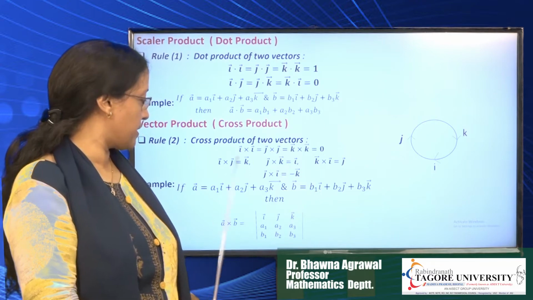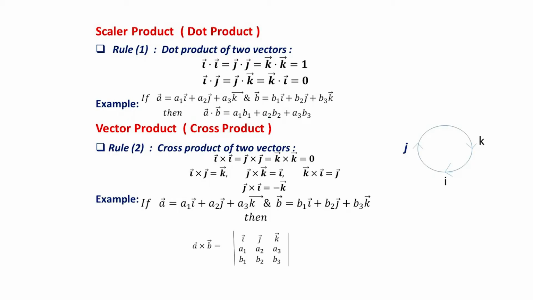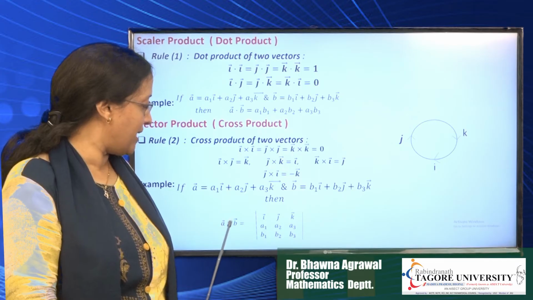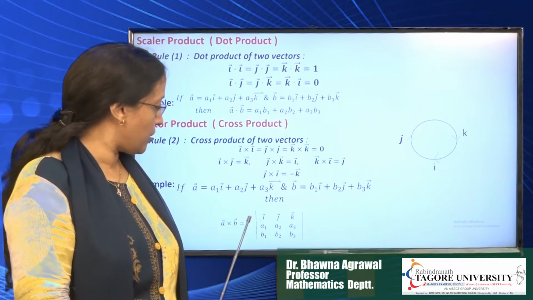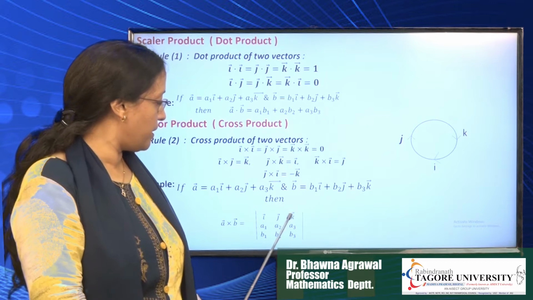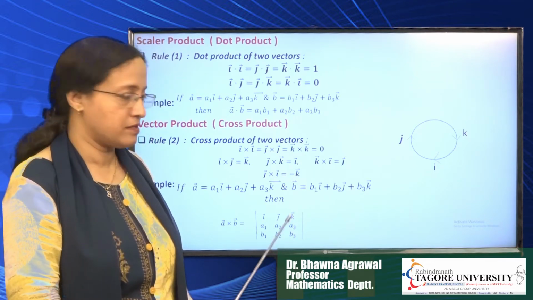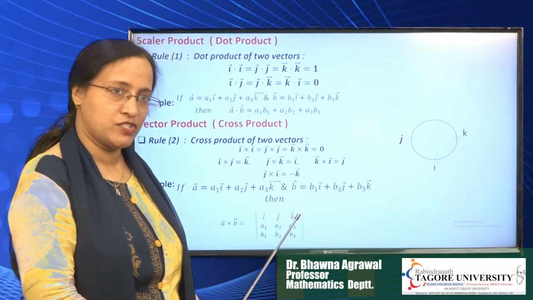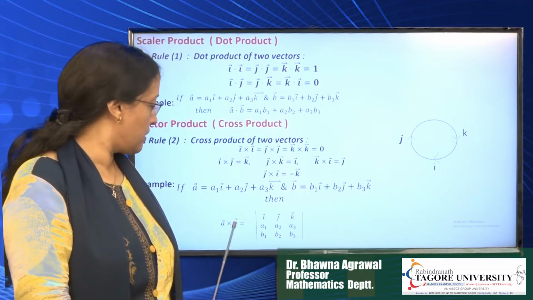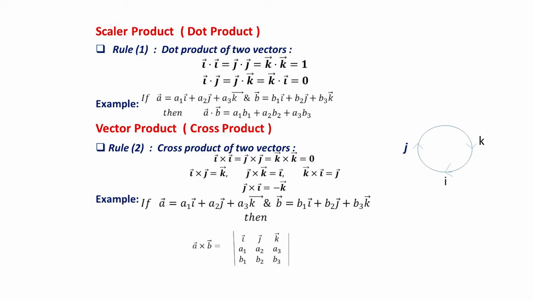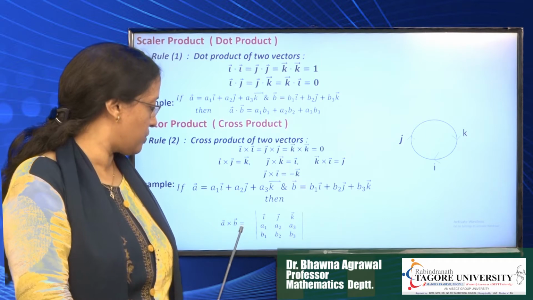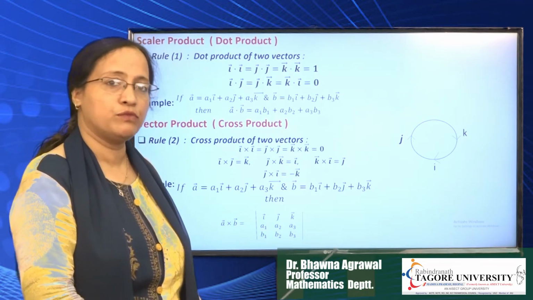We represent this as follows. For example, if you take vector A and vector B, A cross B will be the determinant of this matrix. The first row is fixed: i, j, k. The second row has the components of vector A: A1, A2, A3. The third row will be B1, B2, B3.